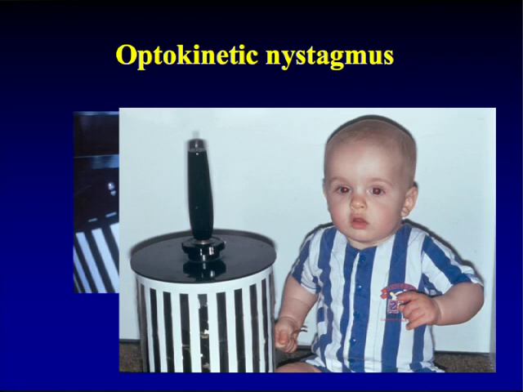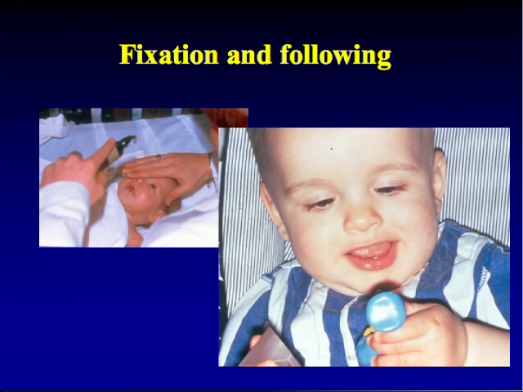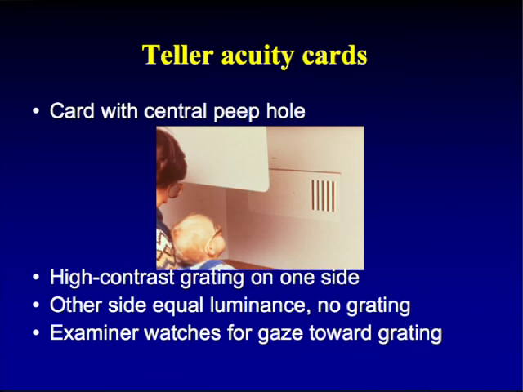For those of you who are confused, this is the OKN drum, and this is the patient. Then we just look at fixation and following, the ability to track. Again, it's not quantitative, but we can check that. A baby's not going to have fixation and following vision. You can just say blinks to light or pupils react, but that's all. It's not till older that they'll fixate on a target and track it.